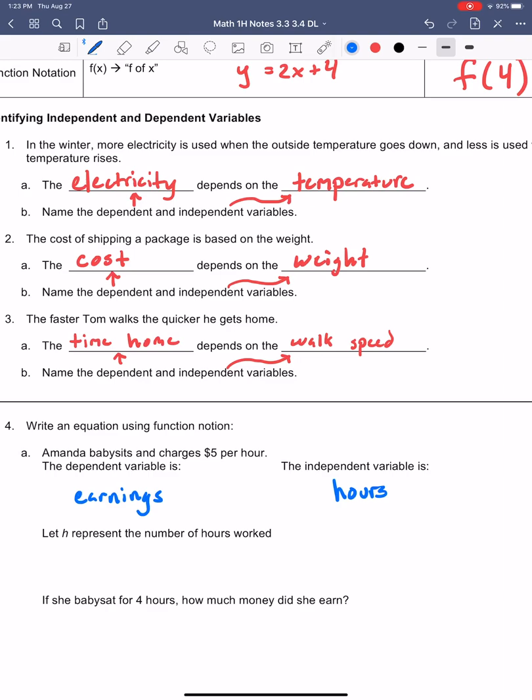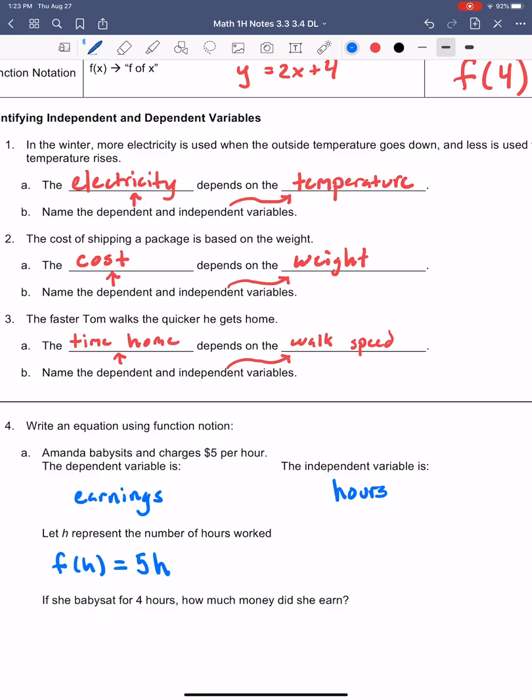It says let H represent the number of hours worked. So we'll go ahead and write this function here. I'm going to write f of H, that's the function notation. H is our independent variable, equals, it tells me $5 per hour, so that's 5H. And that's all I need for the function there.